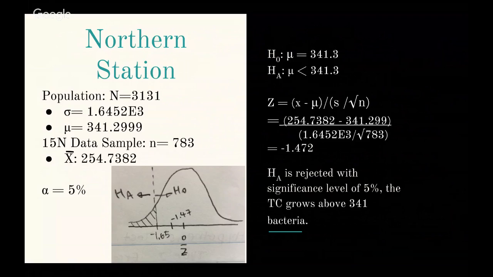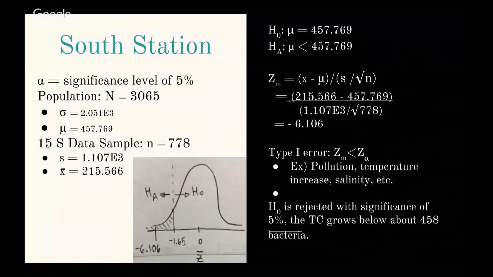We used a one-sided hypothesis test because we wanted to see if the TC falls under the population mean or if it does not. We selected the null hypothesis as TC mu is equal to 341.3, and the alternative hypothesis as TC mu is less than 341.3. We used the z-score equation to calculate the value, which turned out to be negative 1.472. According to the probability distribution, the z-score falls outside of the significance level of 5%, and therefore we reject the HA, and the TC grows above 341.